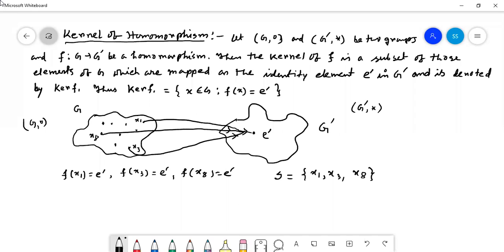Yes. Then this set S is called the kernel of homomorphism. Now it is clear. Those elements which are mapped into the identity element of G dash, we are collecting them and making a set. That set is called the kernel of homomorphism. So kernel of homomorphism is nothing but a set. Is it clear now?